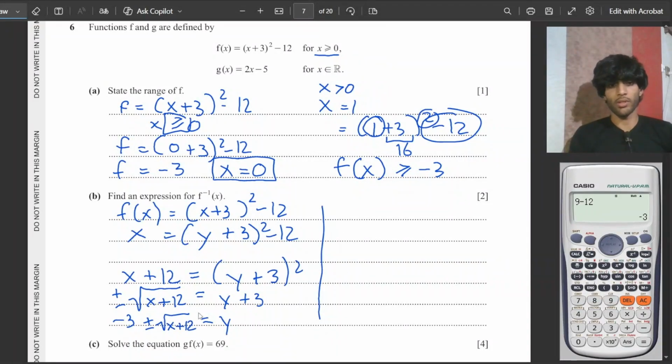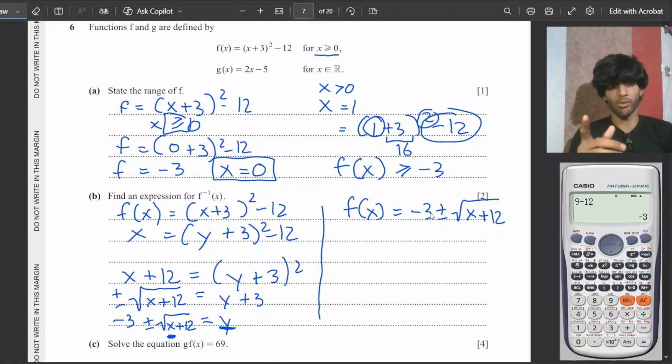And see, now what you can do is instead of writing y, you can write f of x. So that's just going to be f of x. You can keep the x the way it is, and you just have to change this y. So instead of writing y, you can write f of x, and it's going to be f of x equals minus 3 plus minus under root x plus 12.